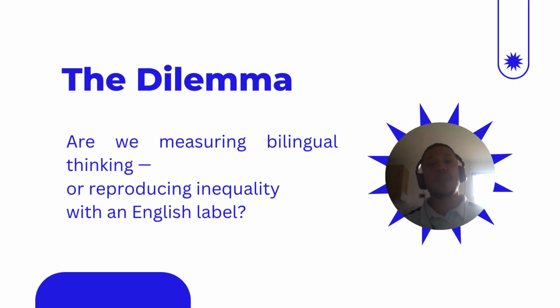So here's the dilemma. When we integrate content and language, whose learning are we actually measuring? If we are not careful, we don't evaluate bilingual thinking. We just reproduce inequality with an English level on it. This isn't a small classroom mistake. It's the kind of hidden bias that research on teacher bias calls institutional reinforcement, where instruments, not just individual teachers, quietly disadvantage the same students again and again.